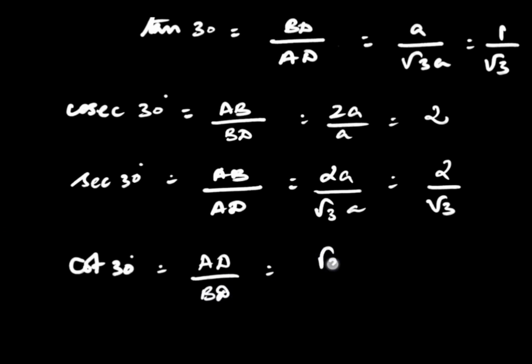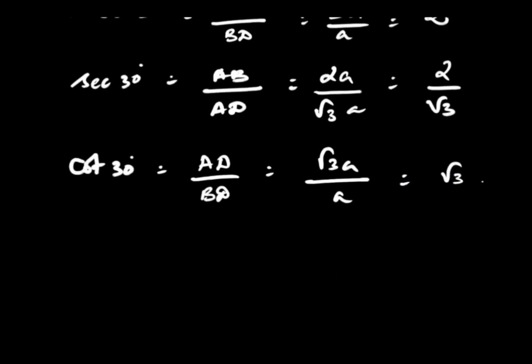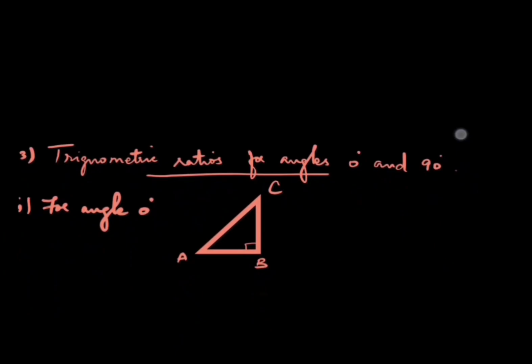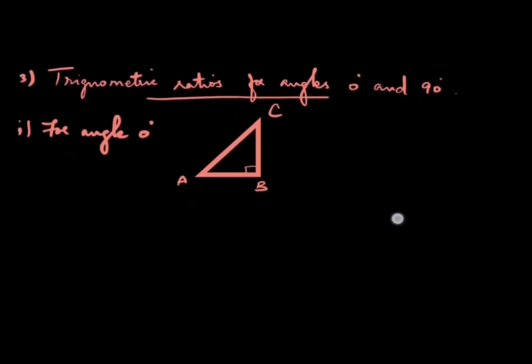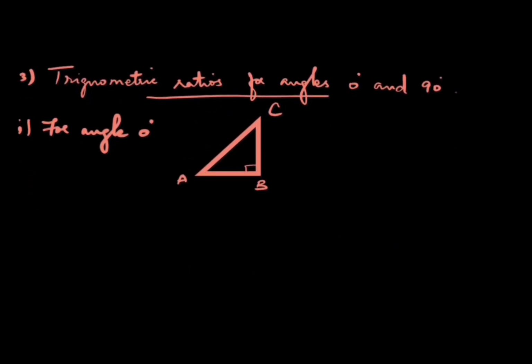Root 3A by A, which is equal to root 3. Now, we'll consider trigonometric ratios for angles 0 degree and 90 degree. Initially, we'll see it for 0 degrees.